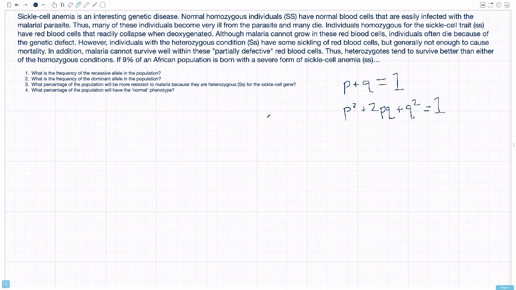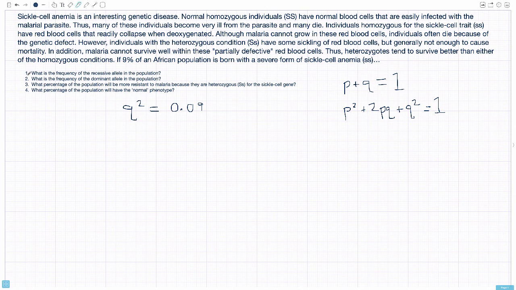The other thing to keep in mind is that you're always given something, and in this case, we are given that 9% of the population is homozygous recessive. In other words, 9% is equal to Q squared. Okay, and we're going to translate this into frequencies. Q squared, remember, is the frequency of the homozygous recessive genotype. That is what we're given.